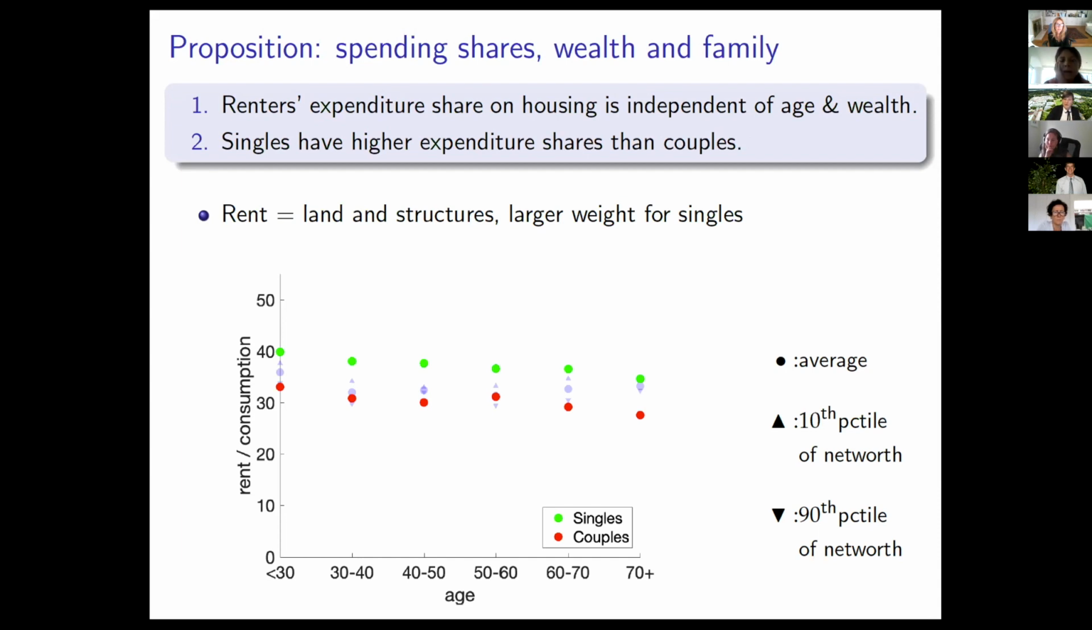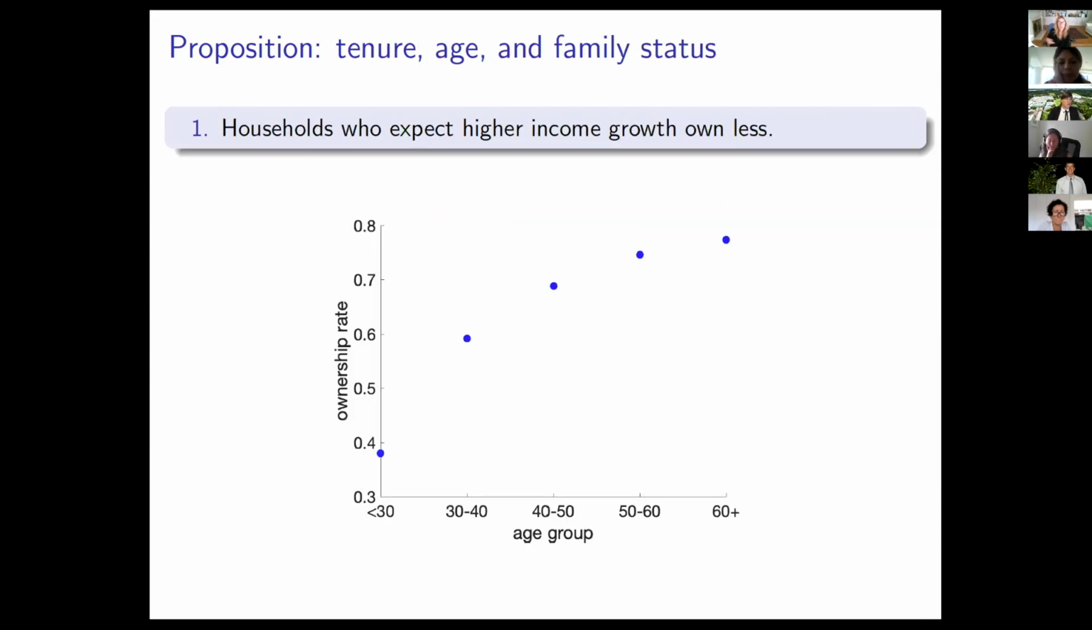So next, I'm going to show you some results on tenure choice. Again, as in standard models, households who expect higher income growth are going to own less because they're most affected by this down payment requirement. And again, this is clearly borne out in the data. Here, instead of expenditure shares, I'm plotting average ownership rates by countries. Young agents who are on the upward sloping part of their labor earnings are predominantly renters, whereas older people who save for retirement predominantly own.